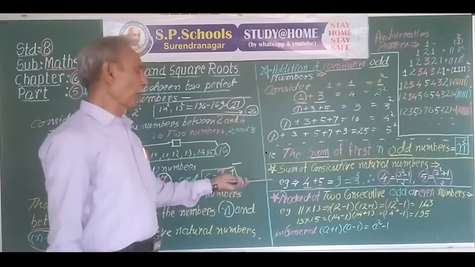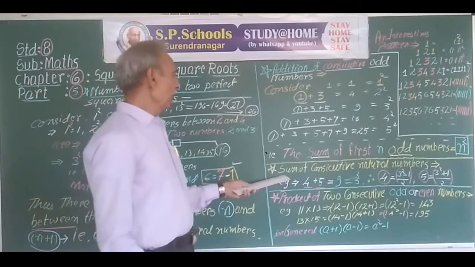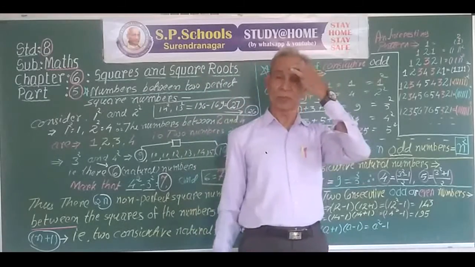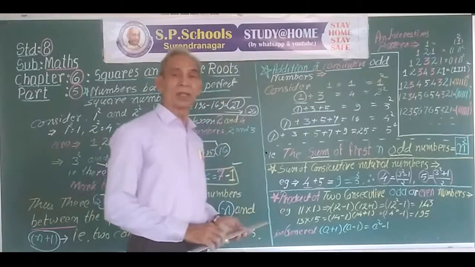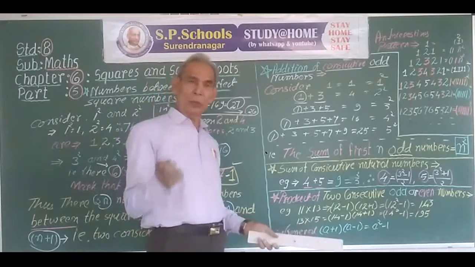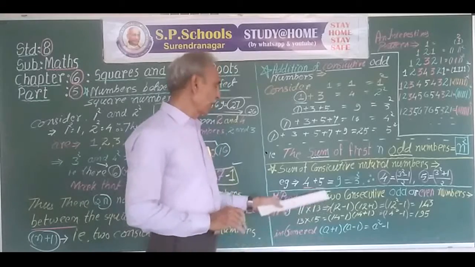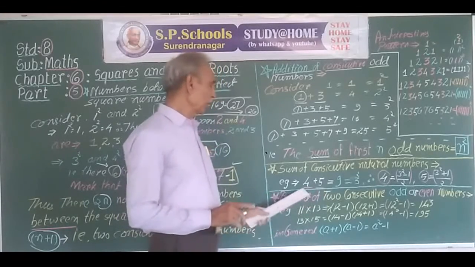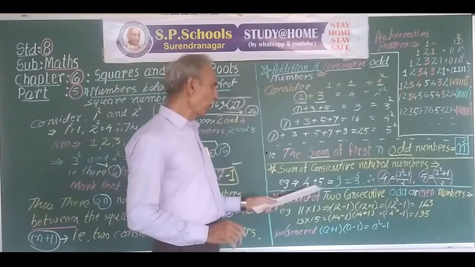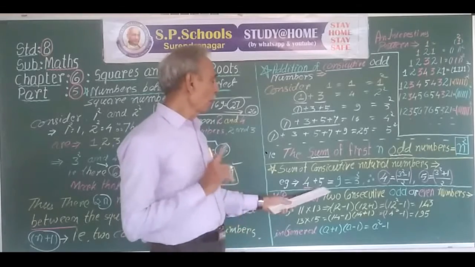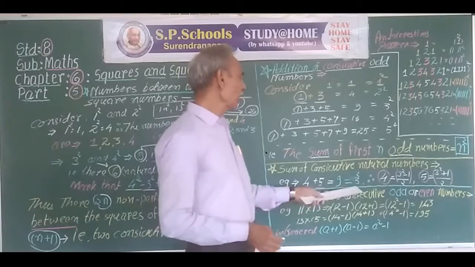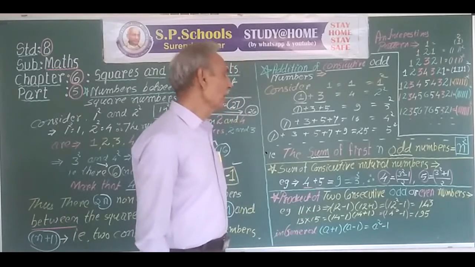Now another interesting property: sum of consecutive natural numbers. Suppose you take any 2 consecutive natural numbers, they always differ by 1. The smaller number is 1 less than the bigger number. For example, 4 and 5. Find the sum: 9, which is the square of 3.